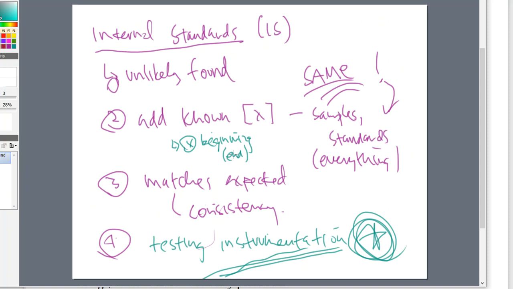So closer to the machine is going to be better. Closer to when we put the samples into the instrument and close the door, the closer the internal standard is added, the more likely it is to give us a better picture of what this thing is going to be doing.